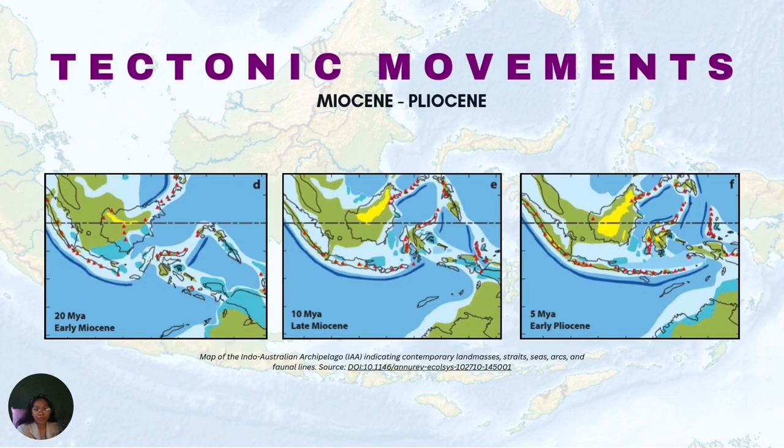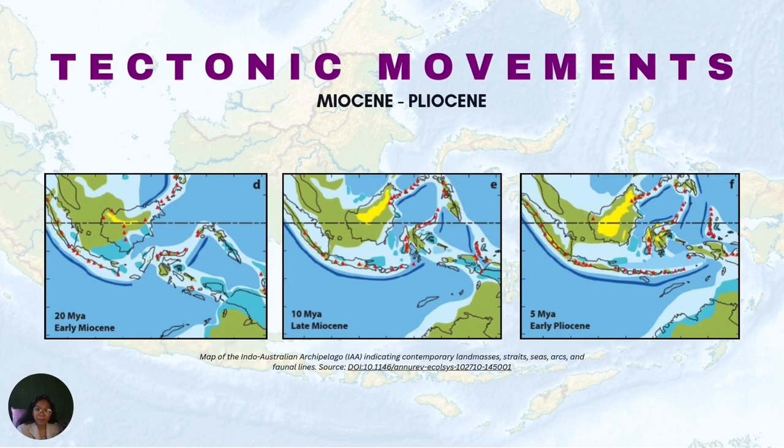Now, for the tectonic movements from the Miocene to Pliocene epoch, this map shows the Indo-Australian archipelago, highlighting present-day land masses, surrounding seas, and important geological boundaries. The different colors here represent national boundaries, while the red and orange borders distinguish islands that belong to the Greater and Lesser Sunda Islands.